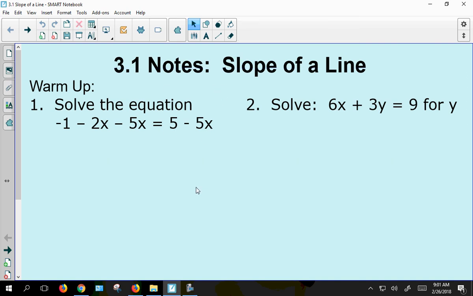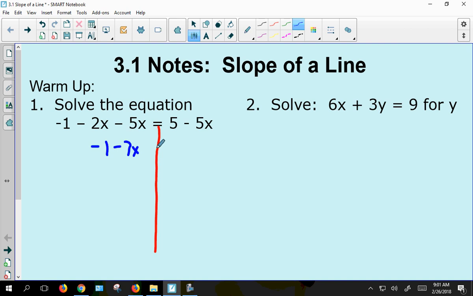Okay, the first thing we need to do, we make a line at the equal sign. I am going to go over this rather quickly, so if you need help, please come in. Negative 2 minus 5 is negative 7x. We combine like terms: 5 minus 5x. Then I like to move the smallest number with a letter, so I'm going to add 7x to both sides. That's going to give me 2x over here. I'm going to subtract 5, get negative 6. I'm going to get negative 3 equals x.